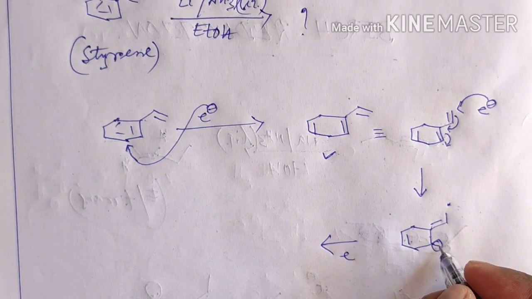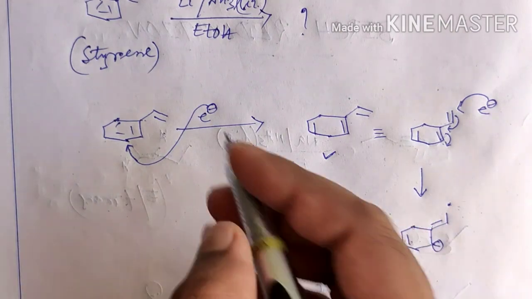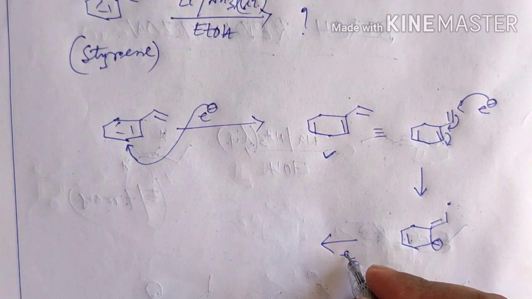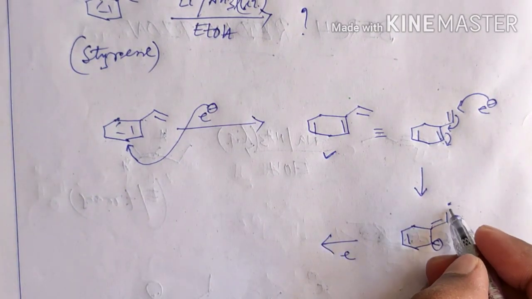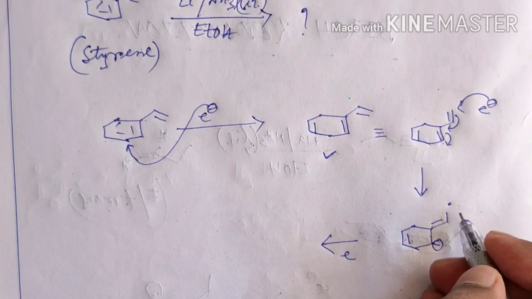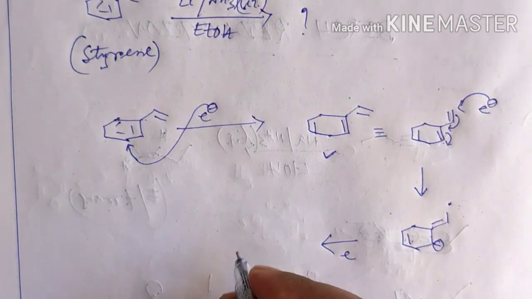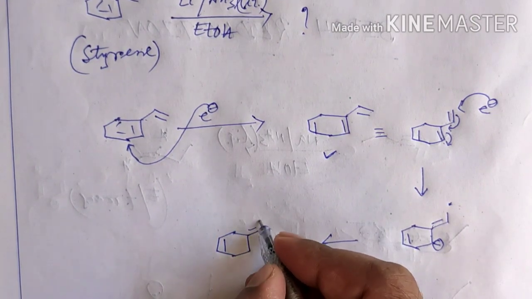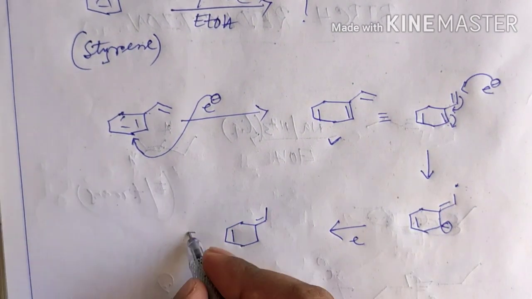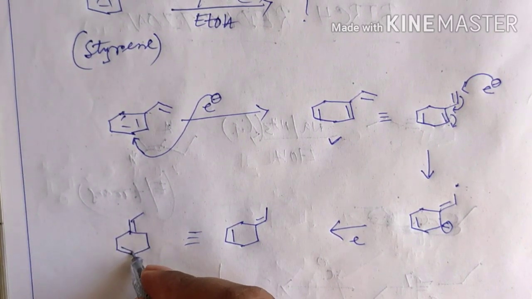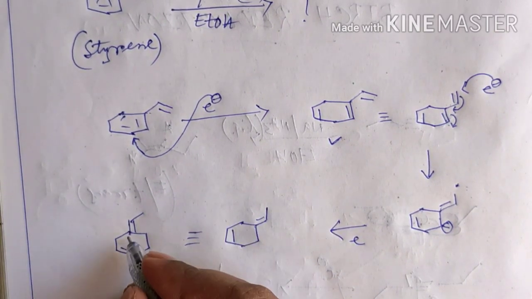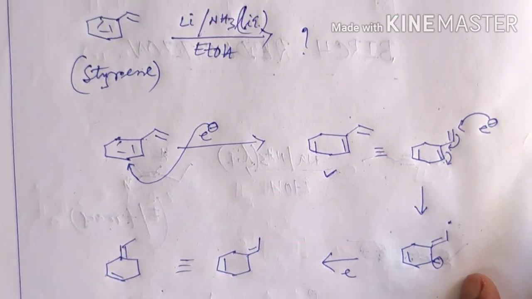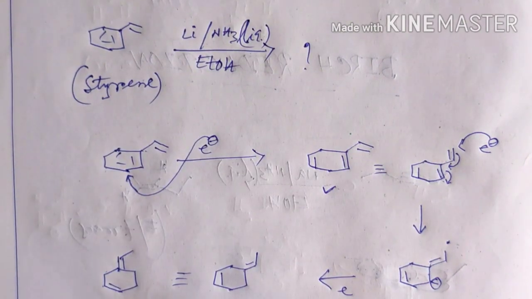And it will, in the second step, abstract a proton from the solvent, and in the subsequent step this radical will abstract another electron from the alkali metal and will get converted to anion, and it will finally abstract another proton to give the final product, which will look like this. We can write it like this here, 1 2 3 1 2 3. So the final product of Bartsch reduction of styrene will look like this.